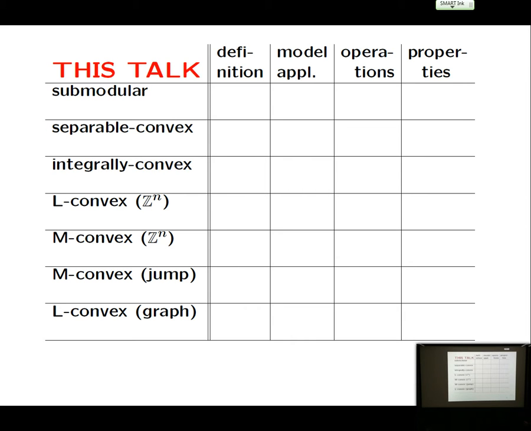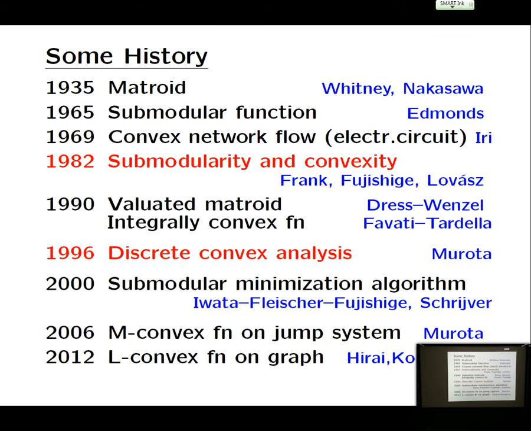Okay? Here, a number of different discrete convex functions, concepts, and here are some characteristics. And so some history. So matroid was introduced in 1935 by Whitney, but recently it was recognized, but some Japanese made a comparable contribution. And Edmonds was the first to discuss submodular functions in the context of optimization.